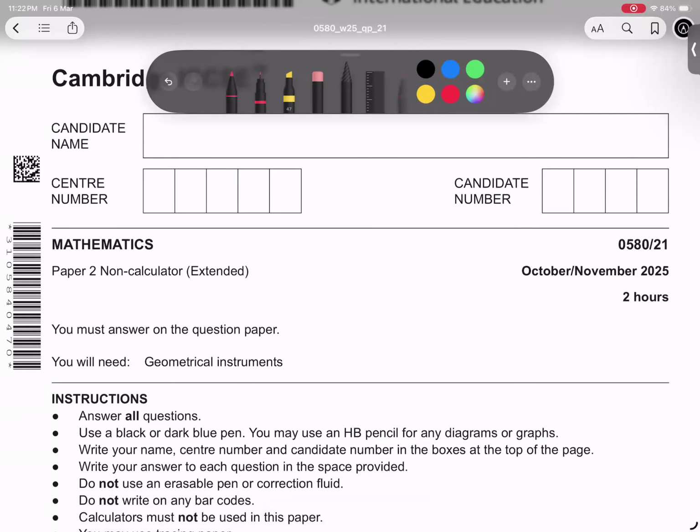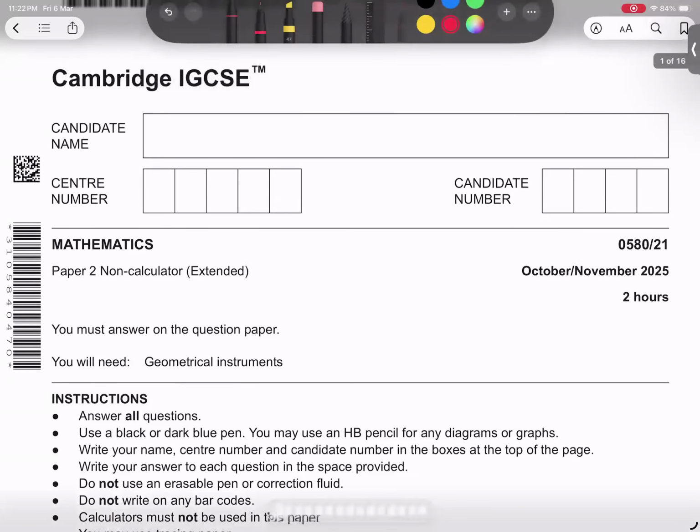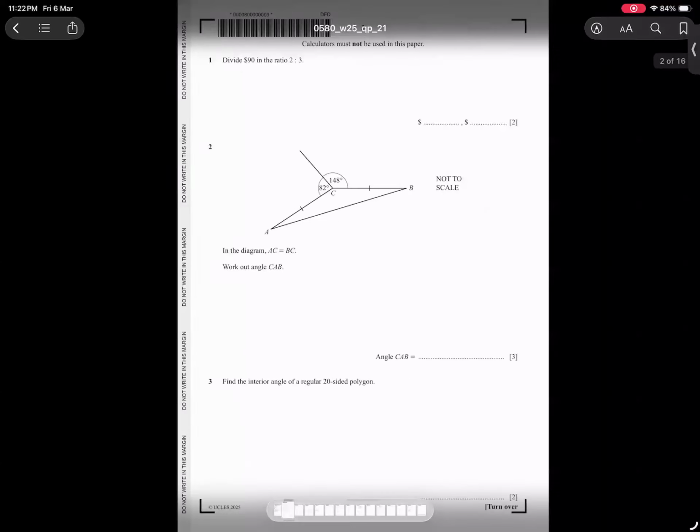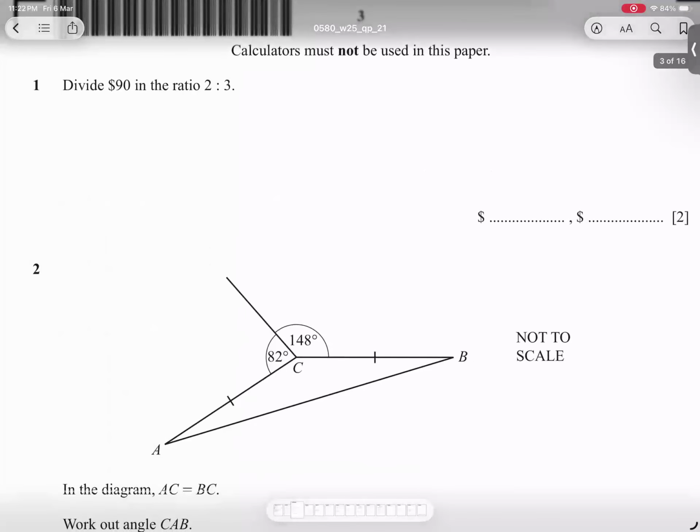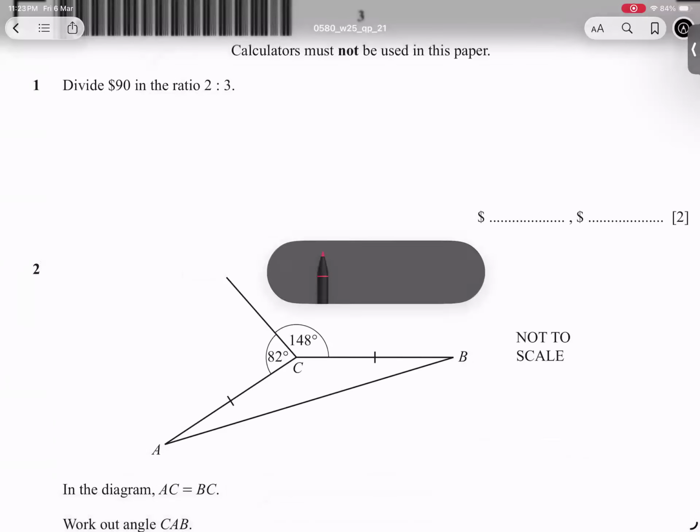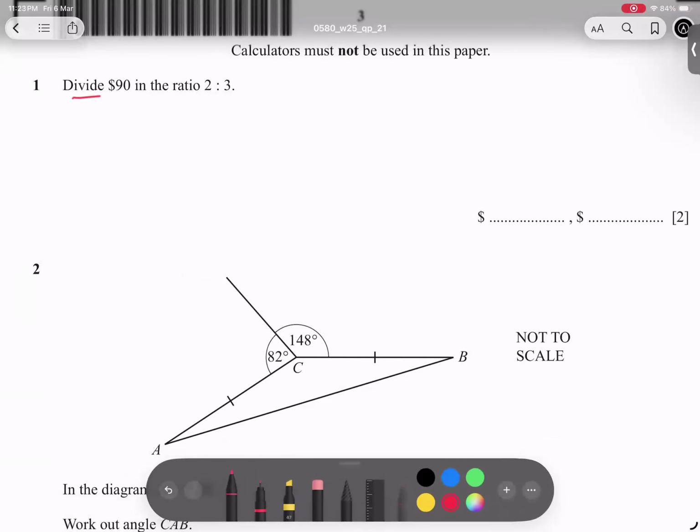October 2025, variant 21, without calculator version. So let's try to do the paper. First question, he mentioned here: divide $90 in the ratio 2:3. So we have two ways to do it.